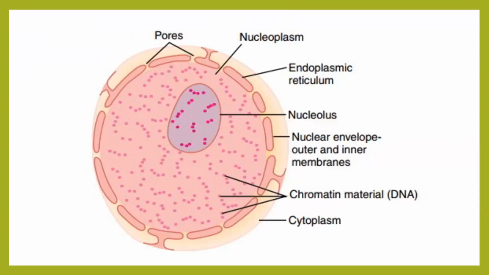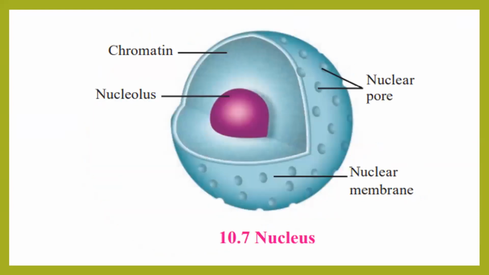Fine. And outside the nucleus, what will be present? Exactly, cytoplasm, which is nothing but the cellular fluid plus cell organelles. Right? So I hope the diagram is nicely understood by all of you. Now let's move on to the characteristics of the nucleus. Okay, before that, this is the diagram which is given in your textbook.